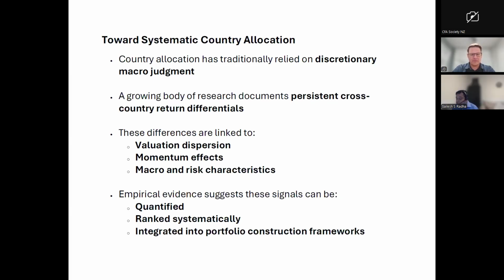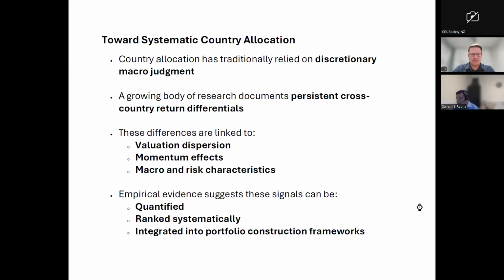And these return differences, or the factors that contribute to these return differences, can be quantified. Research shows us that, and ranked systematically and integrated into portfolio construction frameworks. So importantly, as I said, these return differences are not random. They are structured and measurable. So the natural question becomes, can we systematize this process? Country indices based on research exhibit factor-like behavior, enabling systematic allocation approaches analogous to equity factor investing.